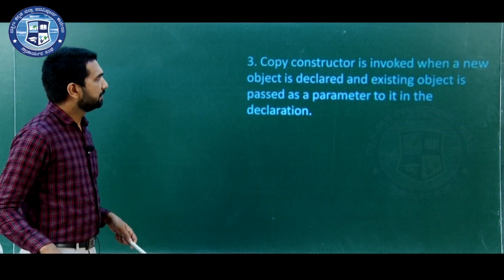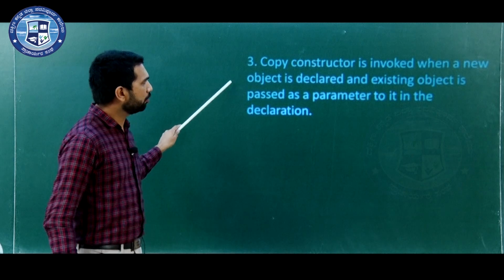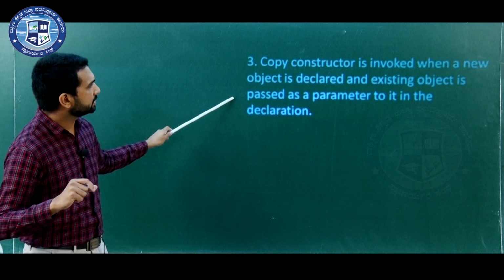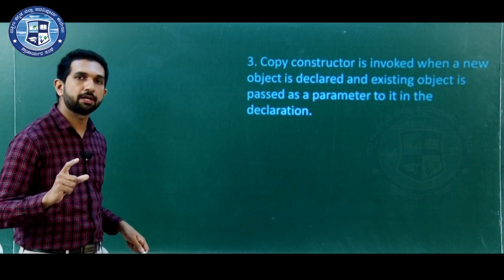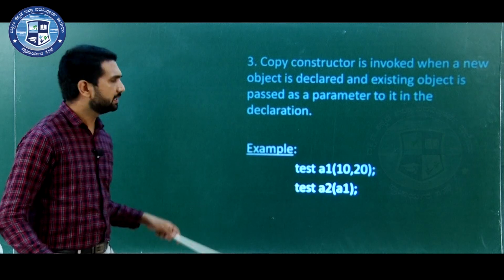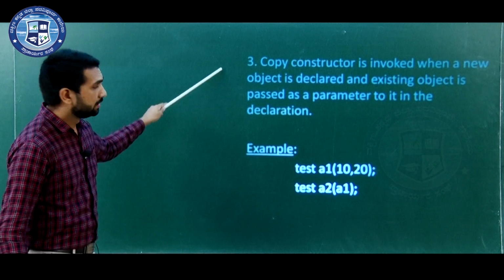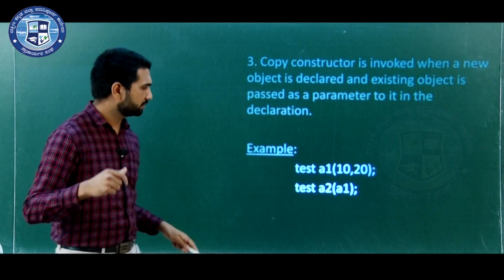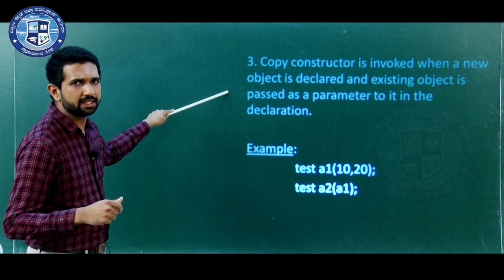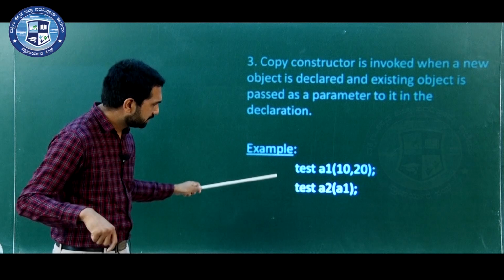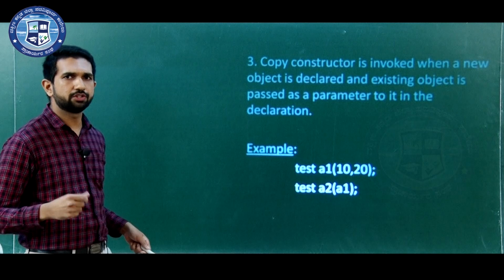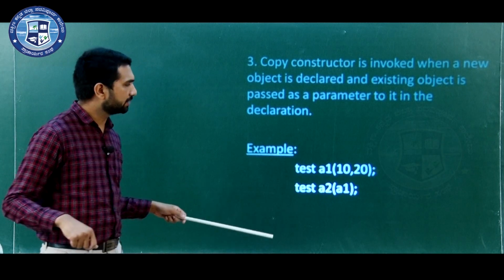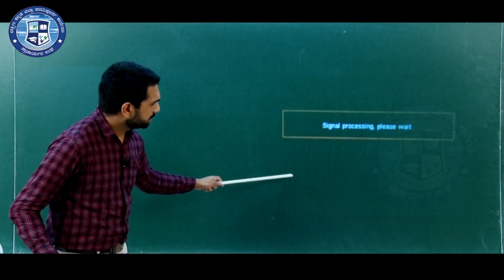And the next situation: copy constructor is invoked when a new object is declared and an existing object is passed as a parameter to it in the declaration. Parameter means argument. Just see this example, then you can create this sentence yourself, because it is not necessary to remember these sentences. Don't mug up anything, just remember this example. Just by looking at this, you can create your own sentence, you will get marks. So, in this example you can see this is the situation where you can see Test A1.